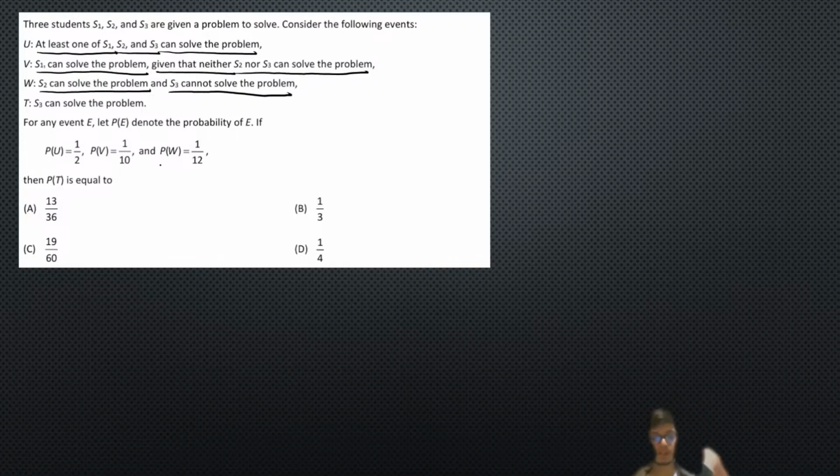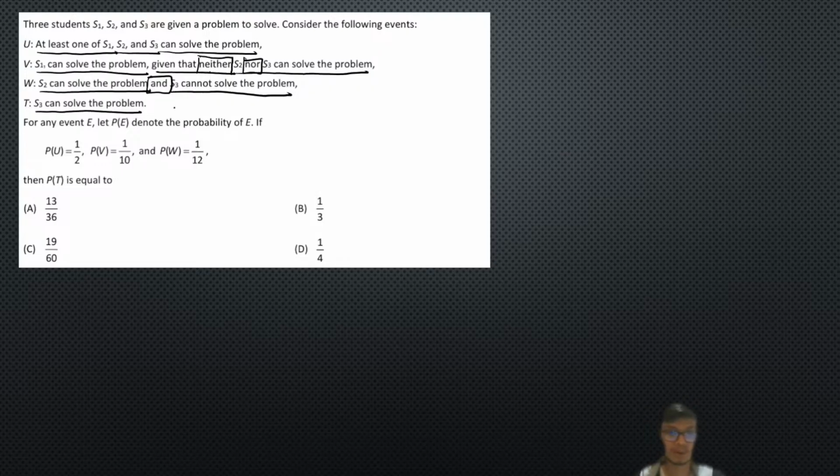Please make sure that when you're reading the problem, you give emphasis to the words. Here the words used are "and", and here the words used are "neither nor". This is very important to gather the information about the question in order to get to the probability of the proper event. And lastly, E is an event where S3 can solve the problem. Let's say there is any event E, and P of E denotes the probability.